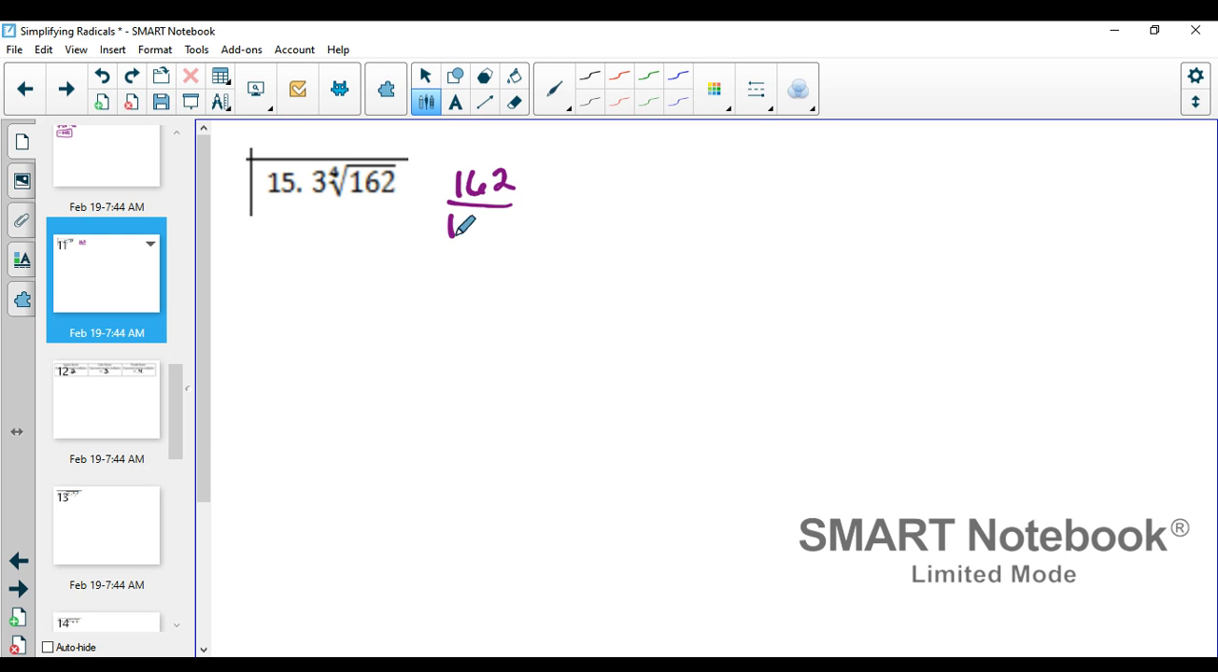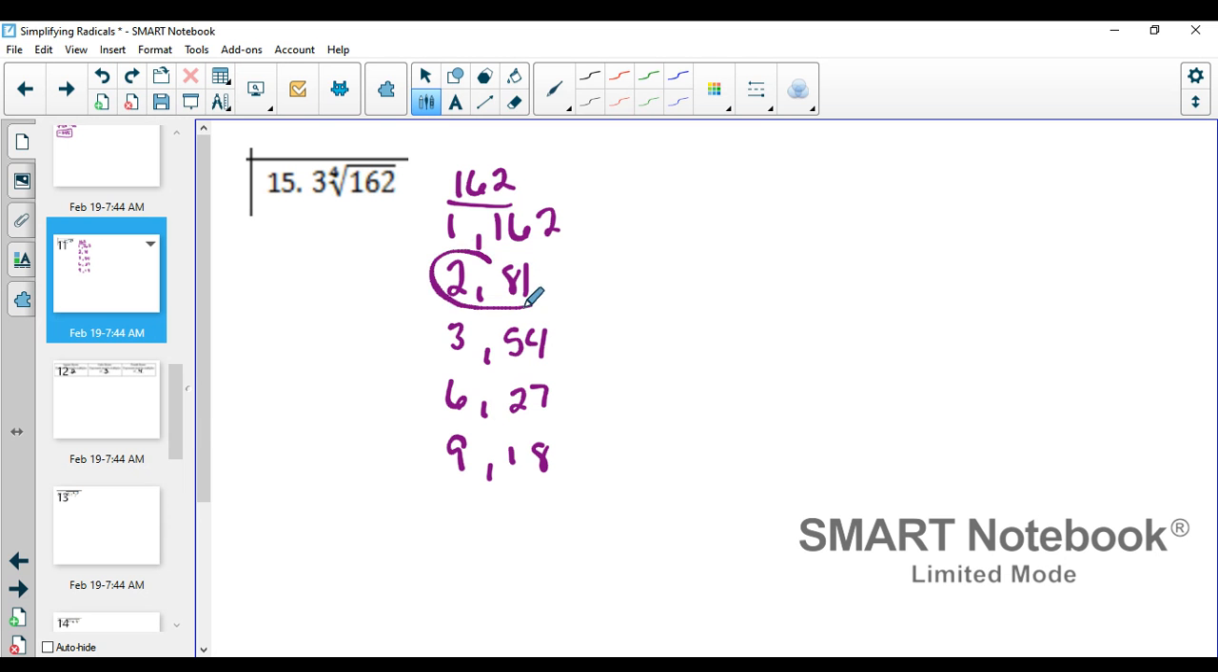All right, so we have 1 and 162, 2 and 81, 3 and 54, 6 and 27, and 9 and 18. Okay. So out of all of this list of numbers, I know not a lot of you have the fourths memorized, but the only one in this list that has a fourth root is 81. So we're going to use 2 and 81.